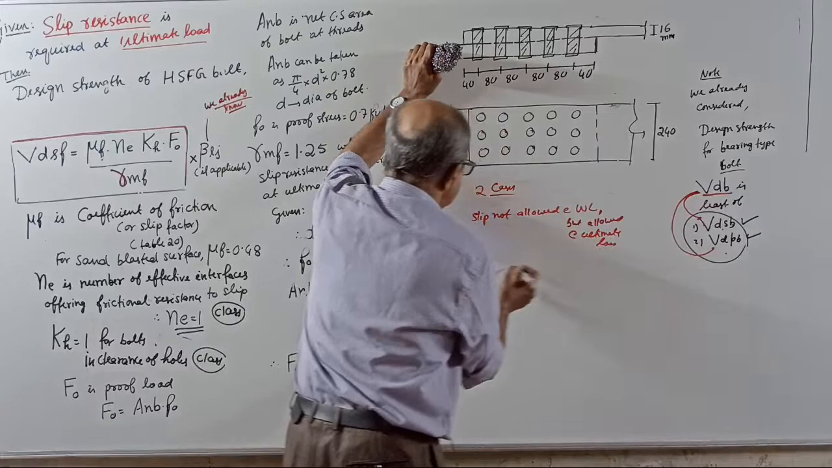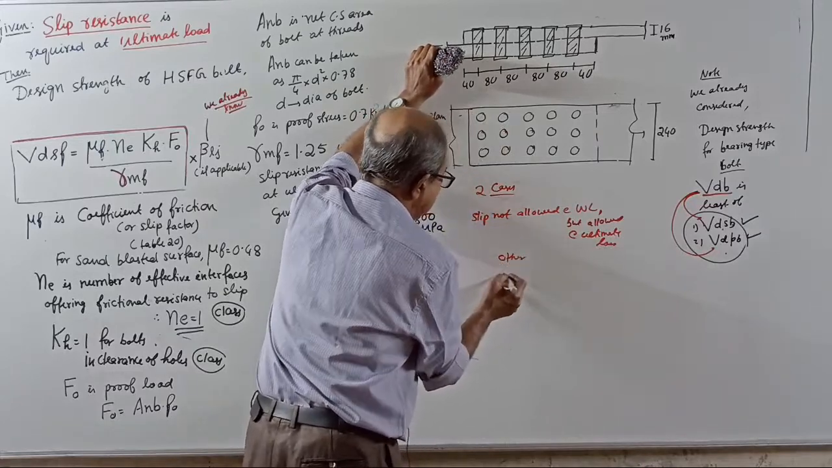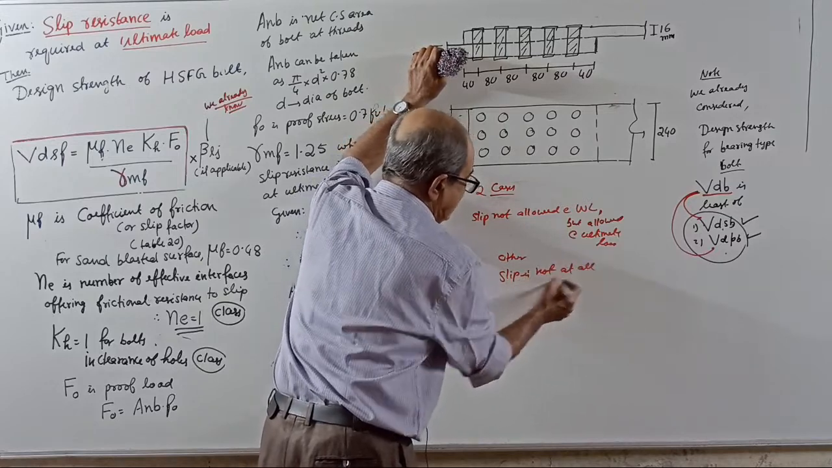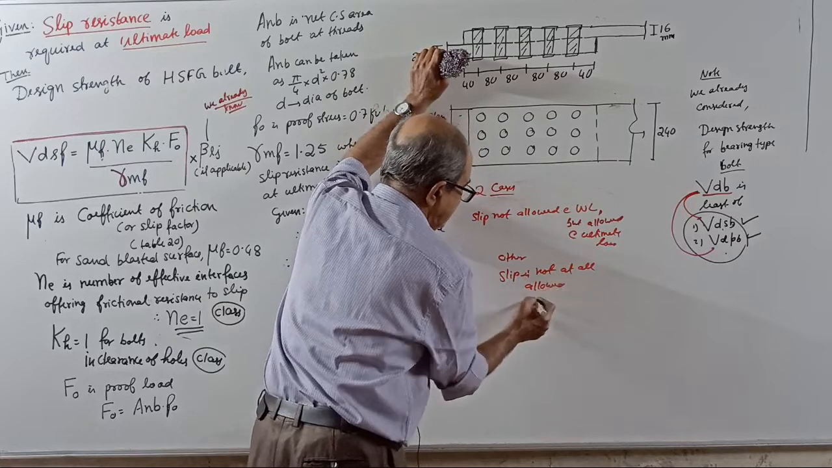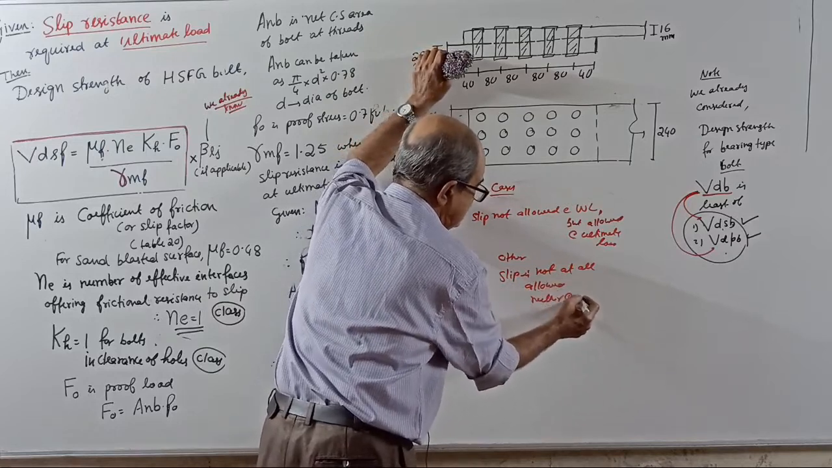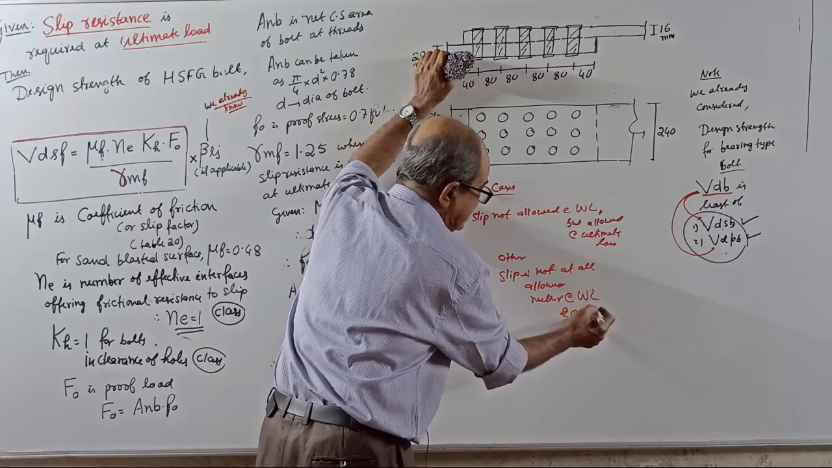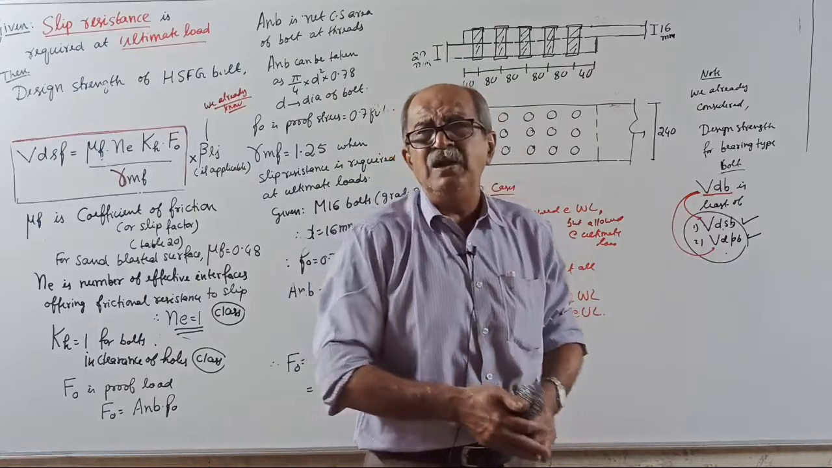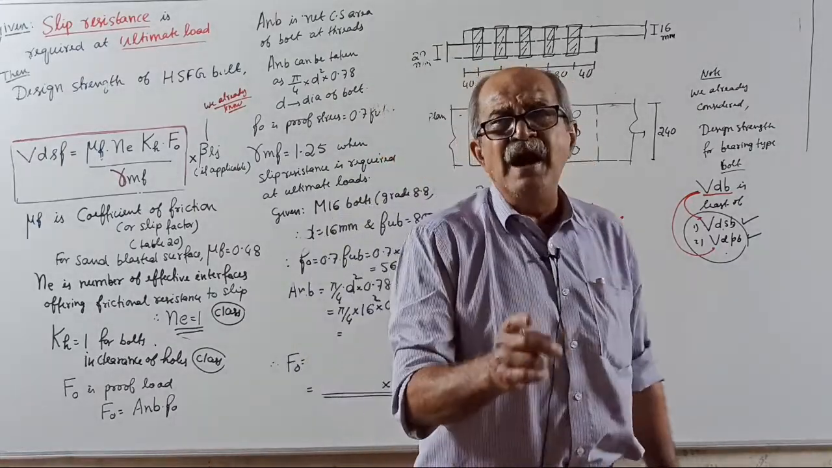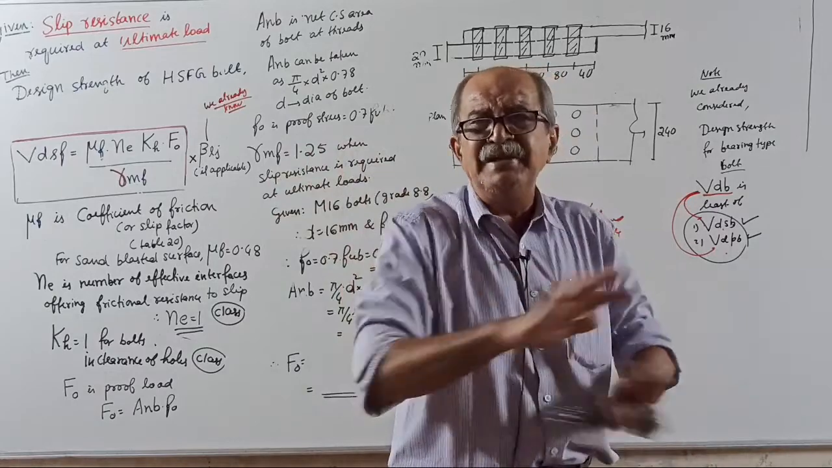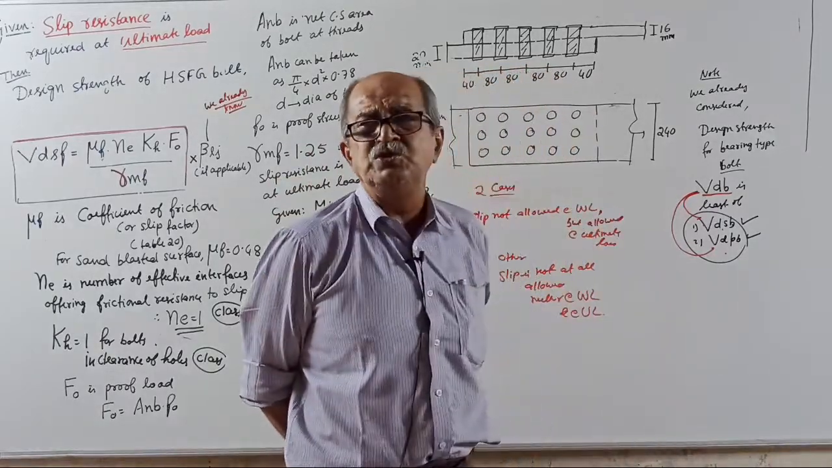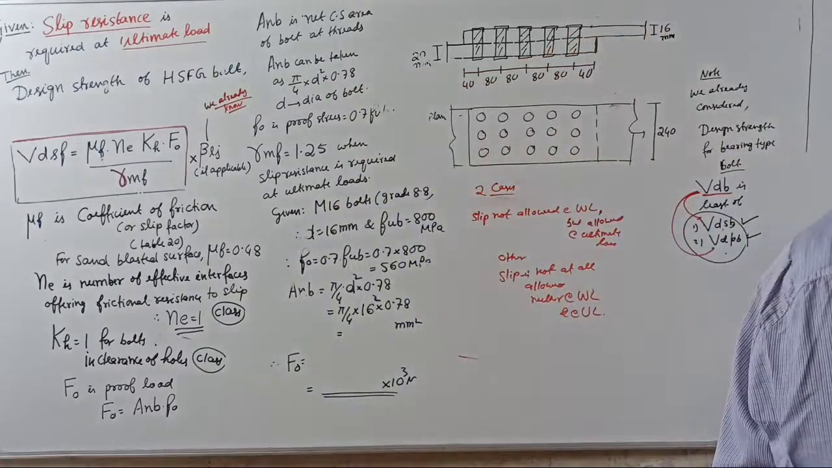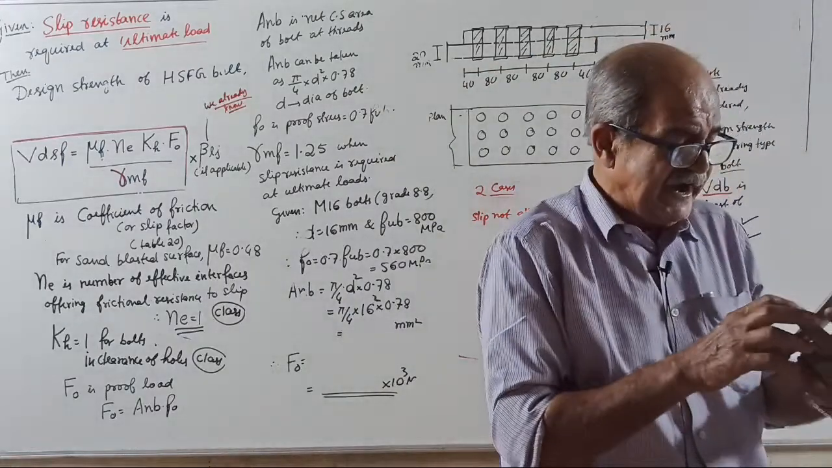Ultimate load. The other case is that slip is not at all allowed, neither at working load nor at ultimate load. It should never slip. Working load also should not slip, ultimate load also should not slip. Tell me which is better, the first or the second one?